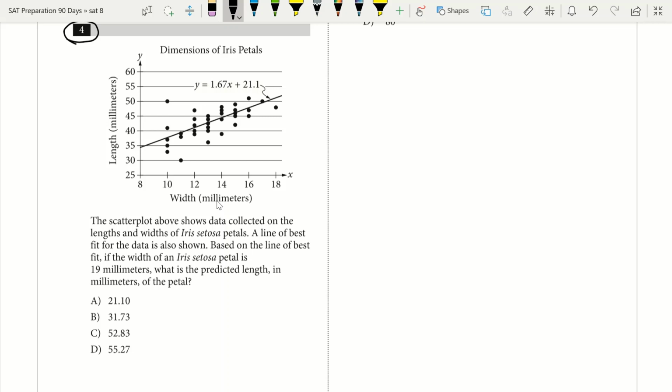We're told the scatter plot above shows data collected on the lengths and widths of iris setosa petals. A line of best fit for the data is also shown. Based on the line of best fit, if the width of an iris setosa petal is 19 millimeters, what is the predicted length in millimeters of the petal?